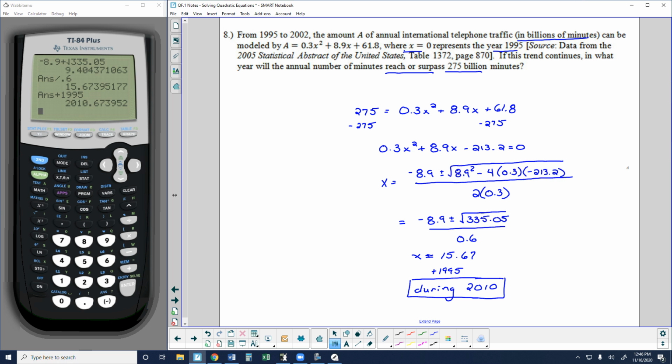In both of these cases, we had an equation that we were given. We substituted in the given information, and then we picked a method. The easiest method in both of these options would be the quadratic formula, and we were able to solve for that quadratic equation. This looks like a good place to stop for part 3 of our notes.